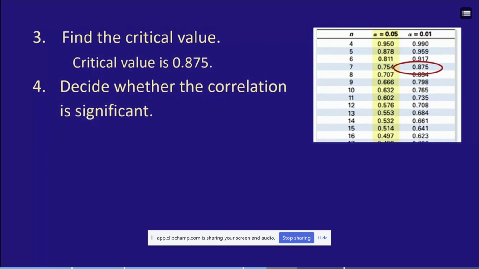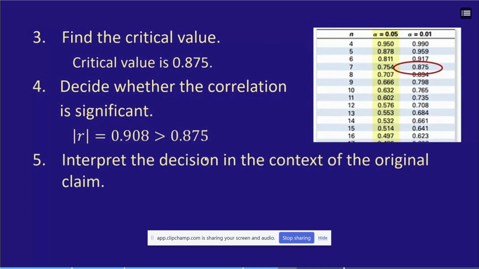We need to decide whether the correlation is significant, and a significant correlation is going to be a correlation that has an absolute value of r that's greater than our critical value. In our case, the absolute value of r is 0.908. Remember, it was negative 0.908, and so we just take the positive equivalent of that, and we find, in fact, that it is bigger than the critical value of 0.875. So in this case, our correlation coefficient is significant.